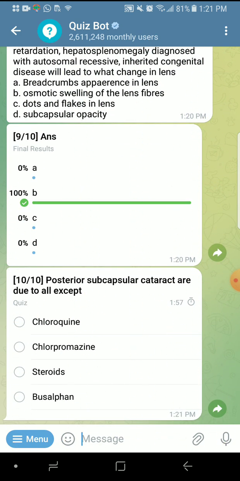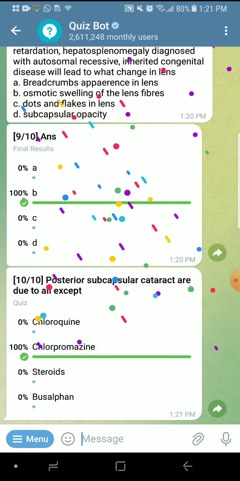And the various differentials of PSC, I always say remember as BSC: B busulfan, B blowers cataract, that is glass blowers, S steroid, C complicated cataract, C chloroquine, and C cupuliform senile cataract. Chlorpromazine causes anterior subcapsular cataract.